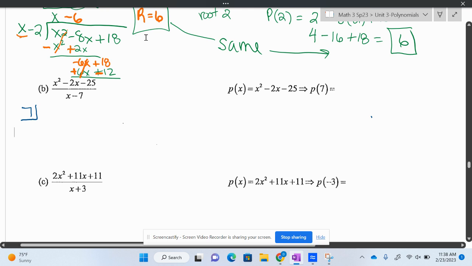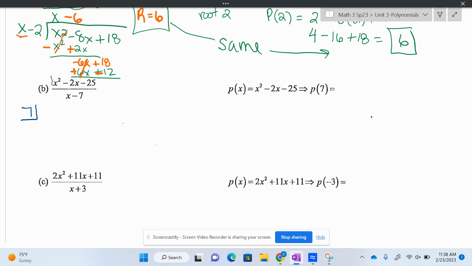The coefficients, right? So what's the coefficient of x squared? 1. And then I have a negative 2 and a negative 25. So the first term we bring down, and we just multiply. 7 times 1 is 7, and we add these together. Negative 2 plus 7 is 5. And then we repeat that step. 7 times 5 is 35, and when we add these two, we get 10, and this is my remainder.